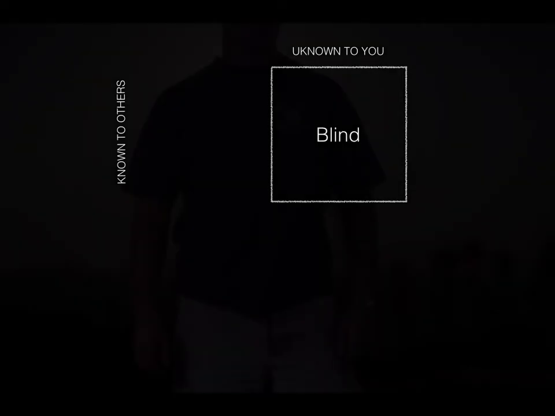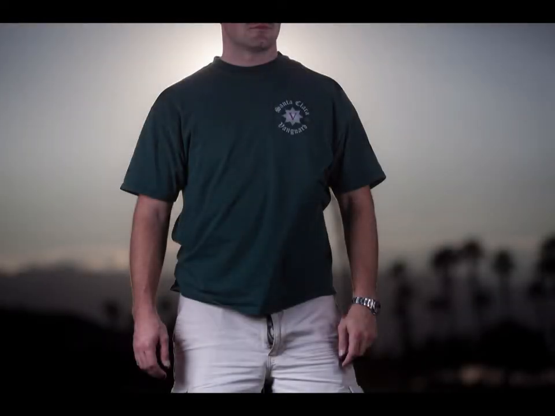Okay, so the next square then is what is unknown to you, but what is known to others, and we call this the blind pane. And you've had some experience with this. You've had your mom or your boss or a friend come up and tell you something about yourself that you didn't know, like maybe your fly is down.